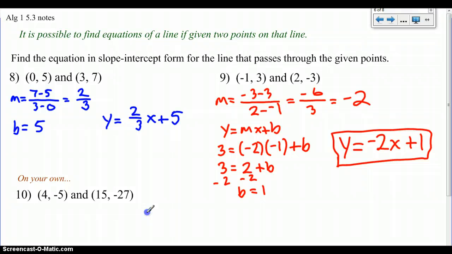All right, why don't you give it a shot on number 10? Pause the video, and when you're finished with it, hit play and compare your work to mine.